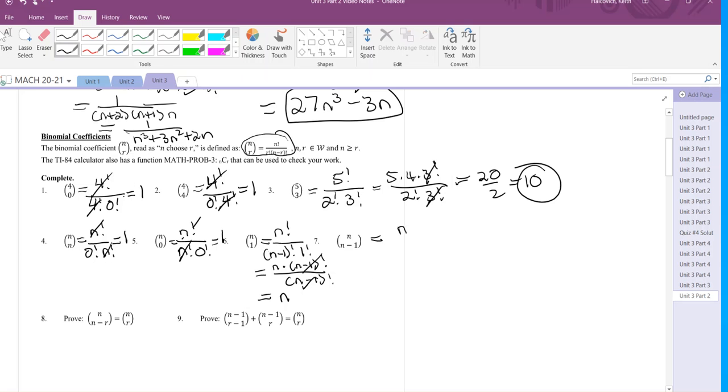n choose n minus 1, so you have n factorial over (n minus (n minus 1)) factorial times (n minus 1) factorial. Well, n minus (n minus 1) is just 1, so it's 1 factorial. So it's going to be n factorial over (n minus 1) factorial. And we all saw how that played out in the last one, where it's just equal to n. So if you have 6 choose 5, well then there are going to be 6 ways to do that.